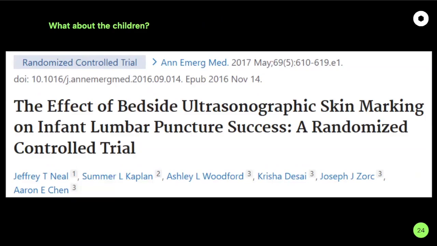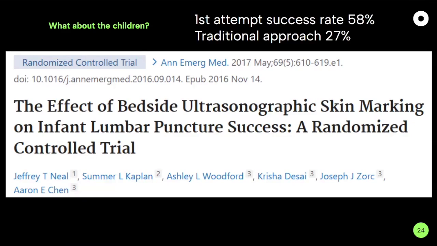I think a huge potential role for ultrasound in doing lumbar punctures is going to be for kids and infants. This has also been studied in a tertiary pediatric center, where they did a randomized control trial. They had about 128 patients, and their first attempt success rate was higher for those using ultrasound, 58%. Again, not perfect, but so much better than a traditional approach, which led to only a 27% success rate. I would hope that our numbers are a little bit higher than that.